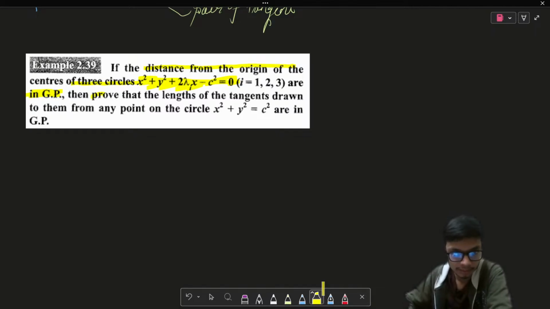Okay, so this is a very interesting problem. You have to prove that the lengths of the tangents drawn to them from a point on this particular circle, whose center is at the origin, are also in GP. So this is a very interesting problem that you need to prove, right?